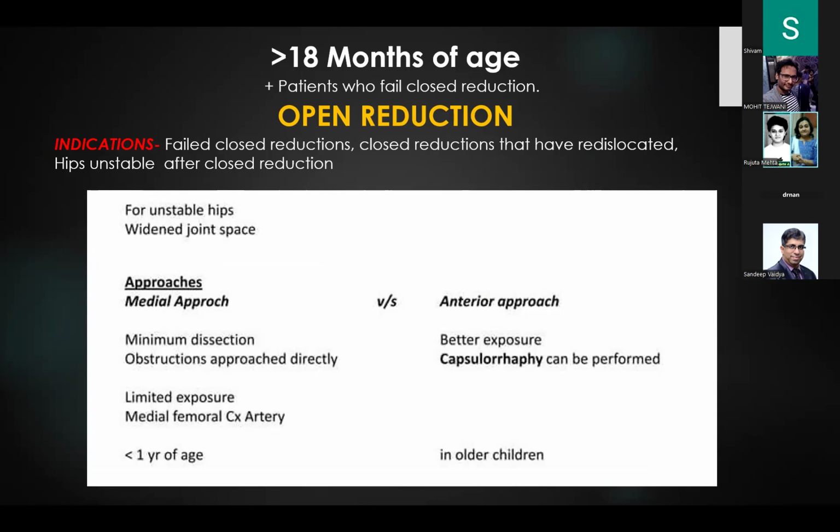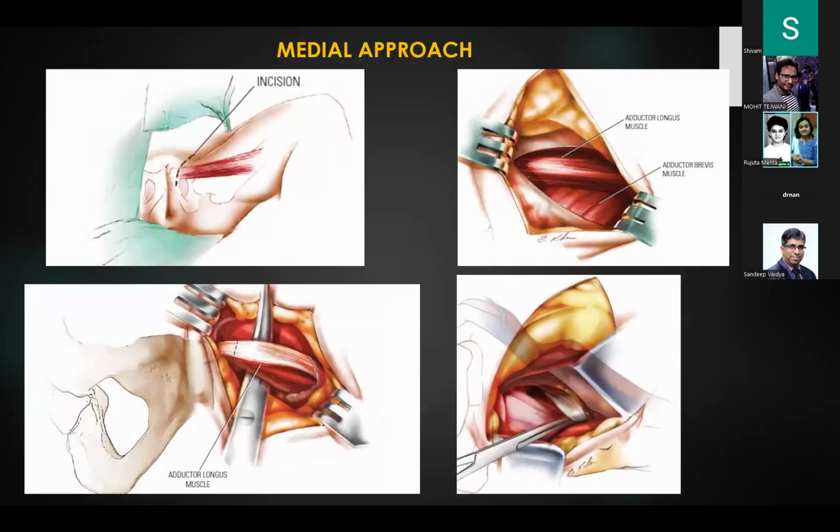open reduction. So in open reduction, this could either be attempted via a medial approach or an anterior approach. So we usually in our practice choose to do an anterior approach. However, medial approach has also been advocated in some places, with the advantages of minimum dissection and the ability to approach the obstructions more directly. So the medial approach, there are two approaches that are described. One is by Ludloff and one is by Weinstein.